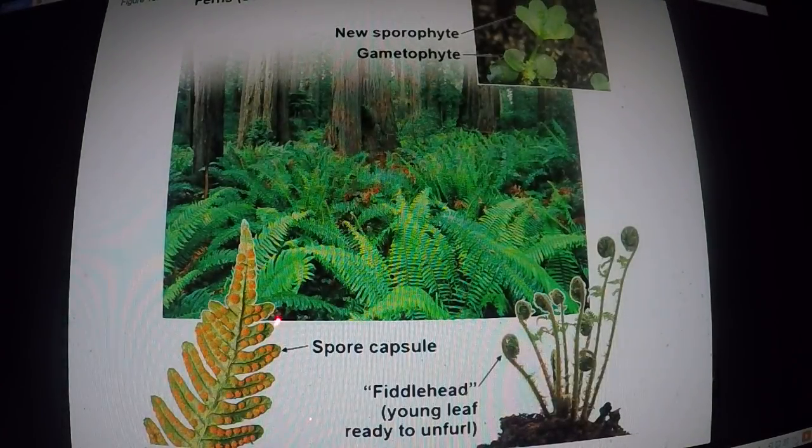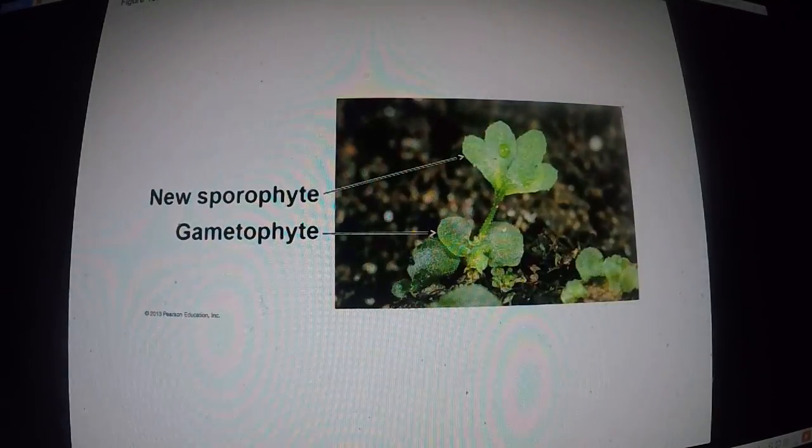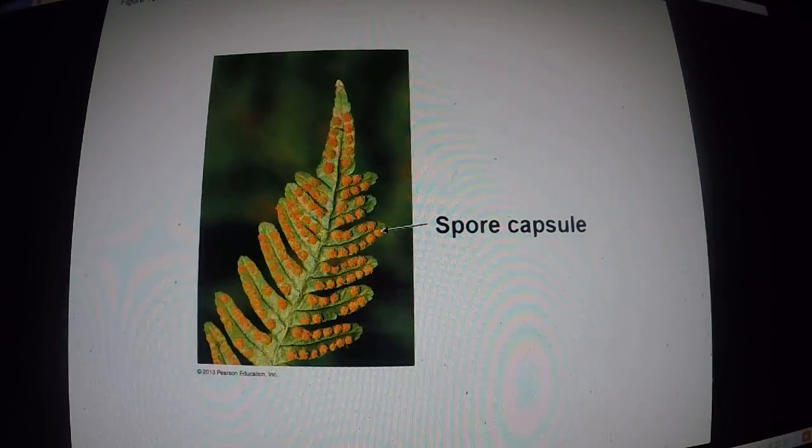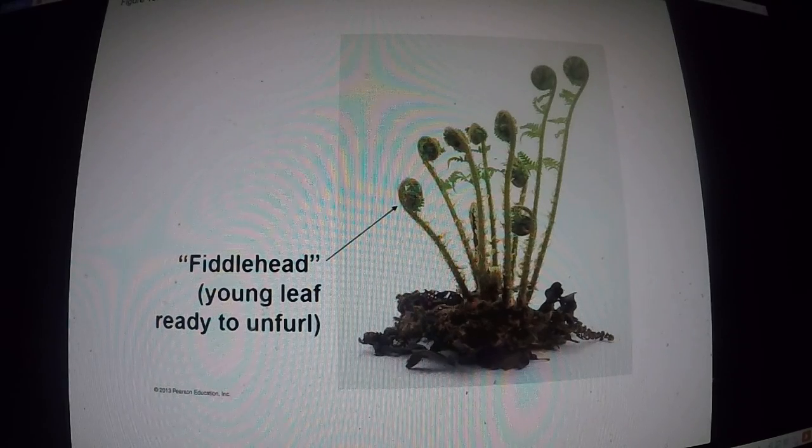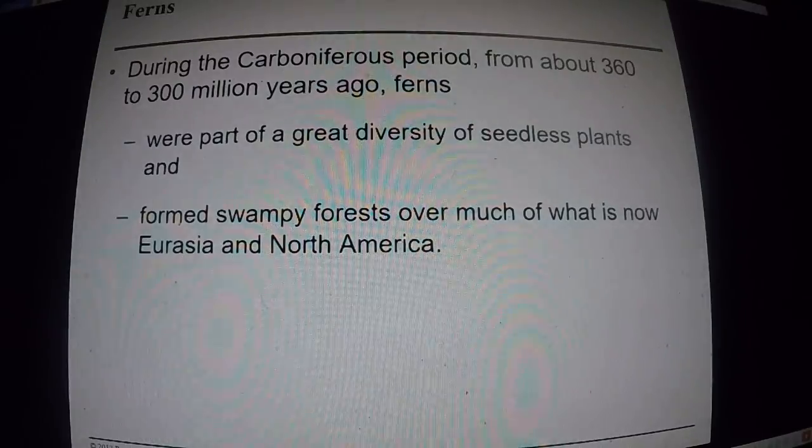Here's underneath, the spore capsules are underneath. I had a student one time who freaked out when I showed her this because she thought the fern was diseased and threw it out. Meanwhile, that's just how they form their spores, underneath the leaves like that. New sporophyte generation growing out of the gametophyte generation. There's the spore capsules. There's the little fiddleheads, the young leaves coming out.